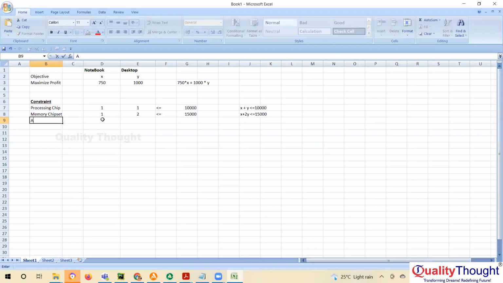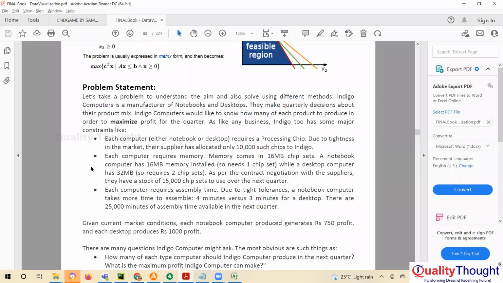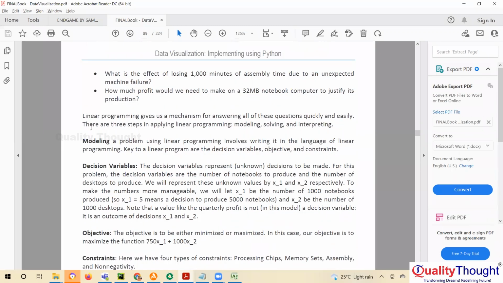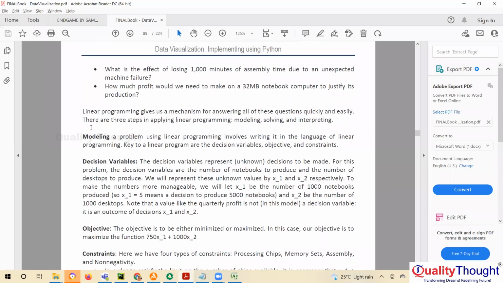So assembly time: 4 minutes is for the notebook, 3 minutes for the desktop, and 25,000 is the maximum assembly time in minutes that you have. So here, 4x plus 3y less than or equal to 25,000. Yes, these are your numbers. Now the question is how many desktops and laptops they should make to make maximum profit.